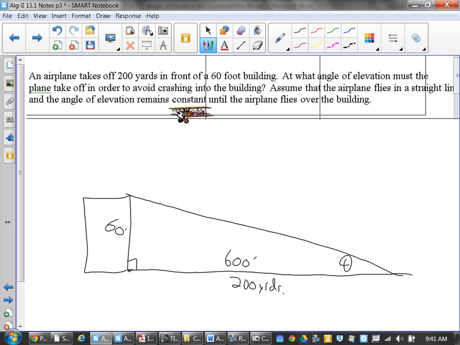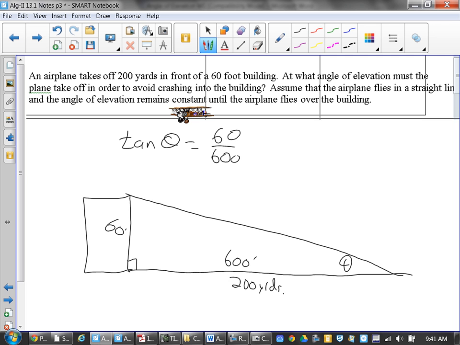What trig function are you going to use? Exactly right. We're going to use the tangent of theta is 60 over 600. And what do you have to press in your calculator in order to find the angle? The inverse tangent, which you guys probably learned last year, is called arctan. We're actually just pressing the second button on the calculator to find the angle.